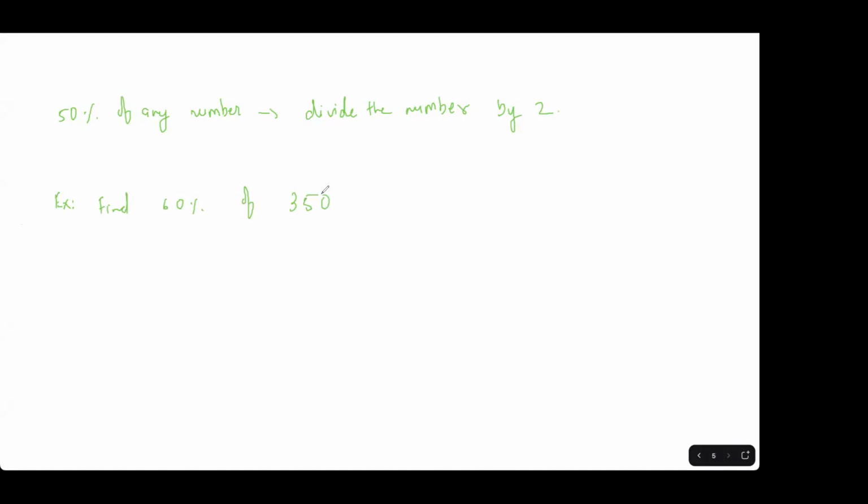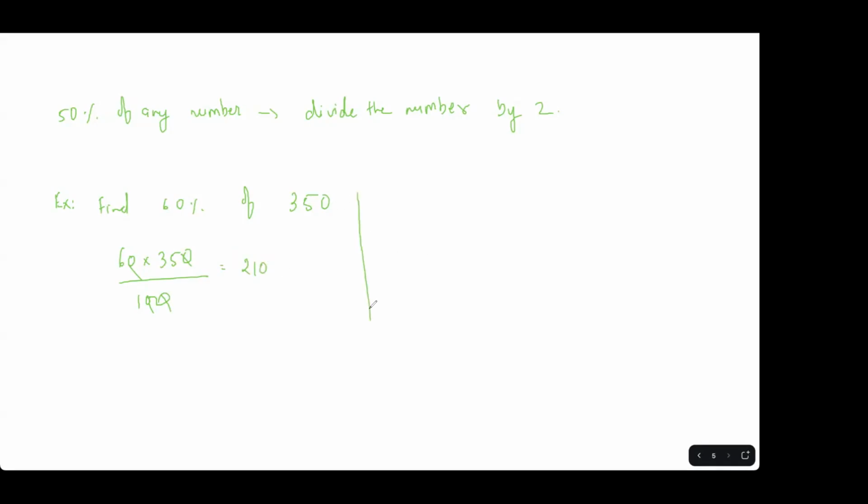Let's say we want to find out 60% of 350. There are two methods to solve this. The first one is the general method, where you find it by multiplying. So divide by 100, the zeros cancel out. So you get 180 plus 30, 210. Correct?